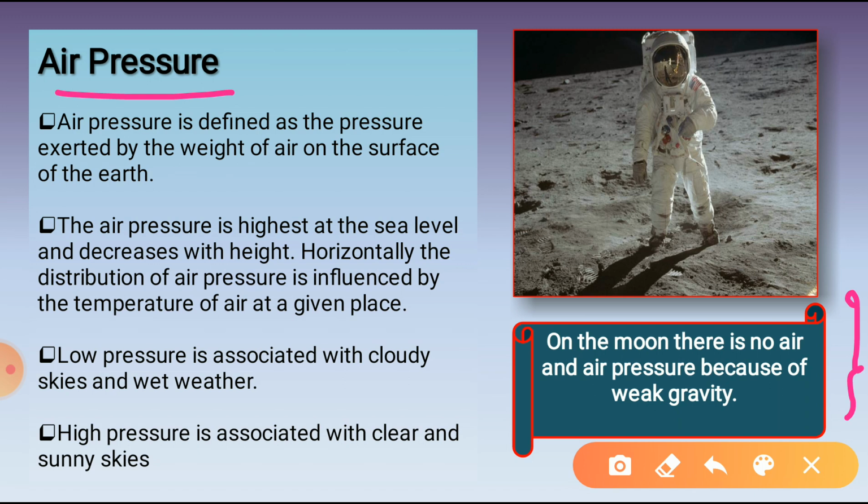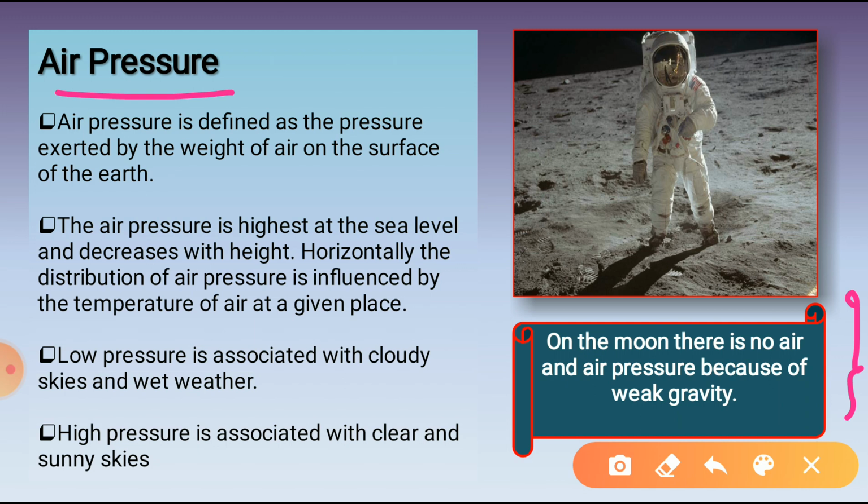Next, we know that the air pressure is highest at sea level and decreases with height. Horizontally, the distribution of air pressure is influenced by the temperature of air at a given place. So, next, let us see what is a low pressure area. A low pressure area is created in areas where temperature is high due to the rising of heated air.